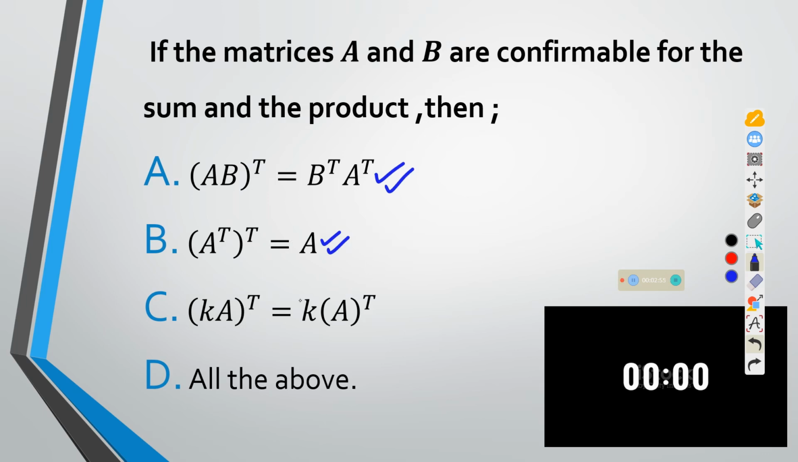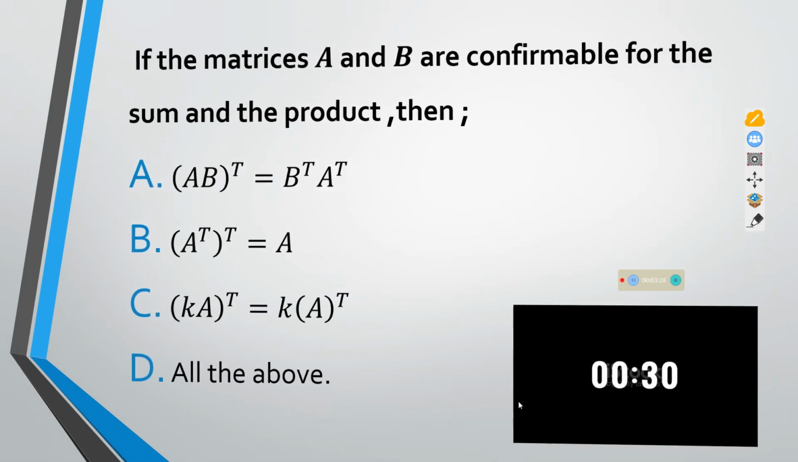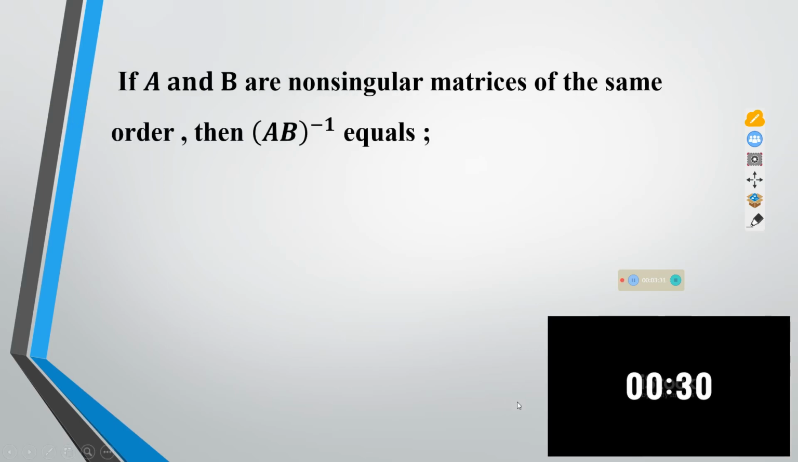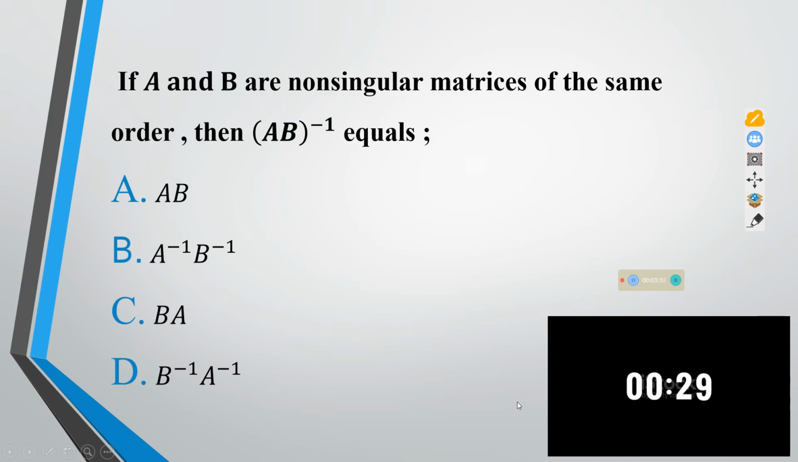Then (kA) transpose is the same as k times A transpose, because k is a scalar, so it will not be affected by the transpose. So this is also true. So it means D will be the correct answer, because all the three above are correct. That will be true for all matrices. So that would be the answer for that given question. So we shall look at the next question. And you have 30 seconds to have that one answered.